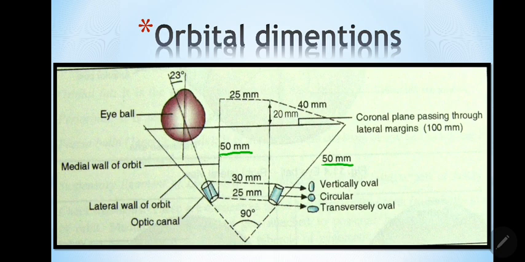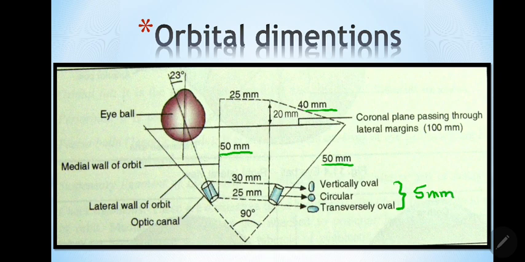And that's why remember that the orbits are four-sided pyramids with their apex directed backwards and medially. So the lateral walls, you can see they are at 90 degrees to each other. Okay, then at the apex, and you see here the base of the pyramid, or you can say the diameter of the aperture of the orbits, is around 40 millimeters. Okay, now look here at this optic canal, and this optic canal is around 5 millimeters in length.